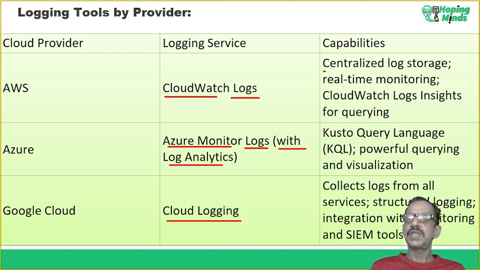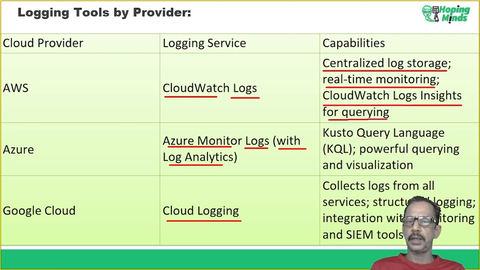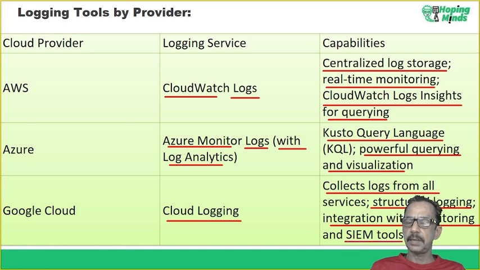The purpose is the same: centralized log storage, real-time monitoring. CloudWatch Logs Insights for any query, that capability AWS CloudWatch has. In Azure, the capability is Kusto Query Language, that is KQL, for powerful querying and visualization. Google Cloud collects logs from all the services, with structured logging and integration with monitoring and SIEM tools.